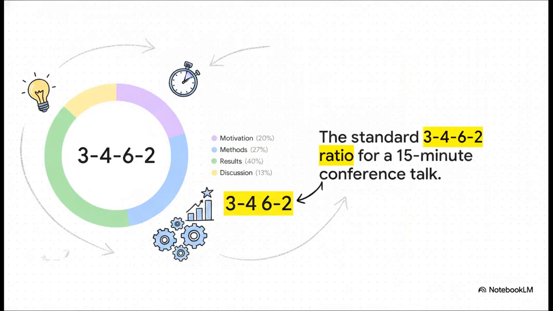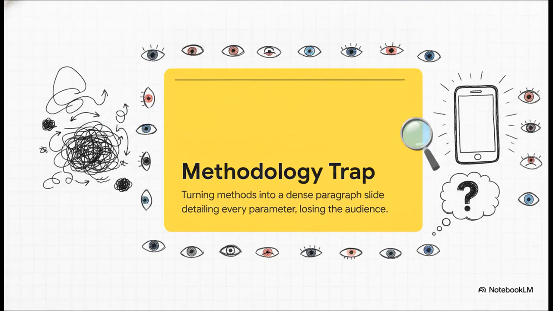So how do you actually pace a 15-minute talk? You use the industry standard 3-4-6-2 ratio. That's 3 minutes for motivation, 4 for methods, 6 for results, and 2 for discussion. What you absolutely need to take away from this is that motivation slice. 3 minutes is the absolute minimum you can defend, because if your motivation is weak or rushed, senior faculty and industry peers are going to tune out immediately, even if your methods are completely flawless. They need to know why your work matters before they care about how you did it. And that brings us directly to the methodology trap. This right here is exactly why the phones come out at minute 6.